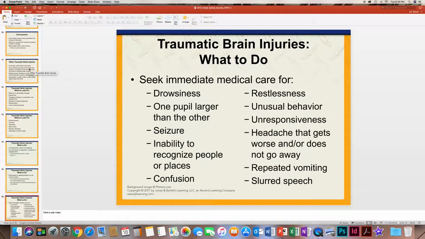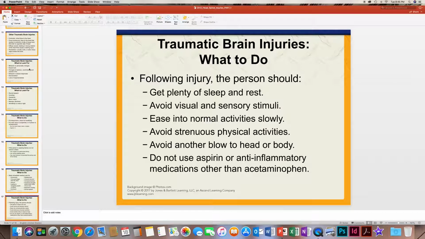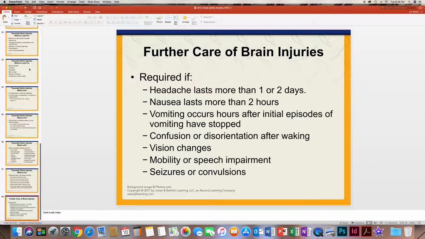If a traumatic brain injury occurs, you need to seek immediate medical care for drowsiness, one pupil larger than the other, seizures, confusion, restlessness, headaches that get worse or don't go away, repeated vomiting, and slurred speech. Following injury, the person should get plenty of sleep and rest, avoid visual and sensory stimuli, ease into normal activities slowly, avoid strenuous activities, avoid another blow to the head, and not use aspirin or anti-inflammatories. Acetaminophen like Tylenol is a better choice.